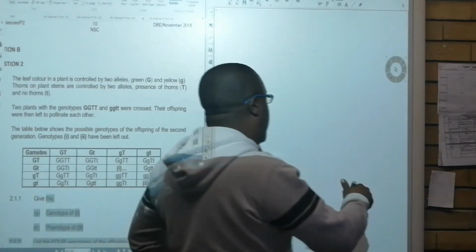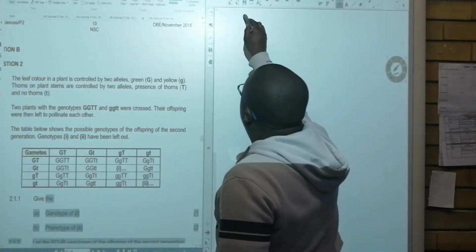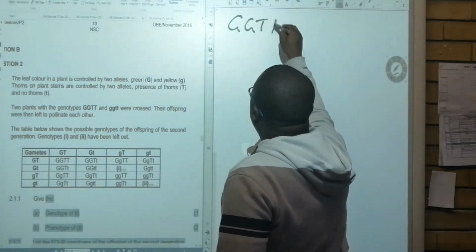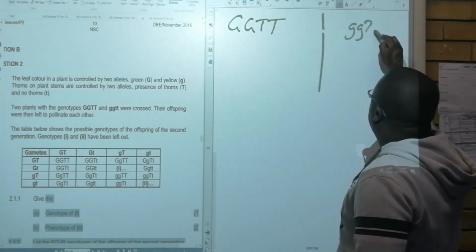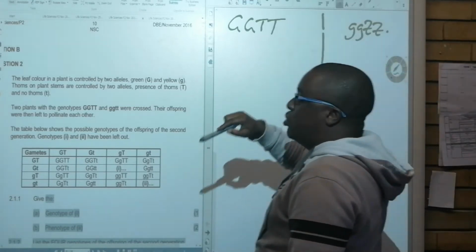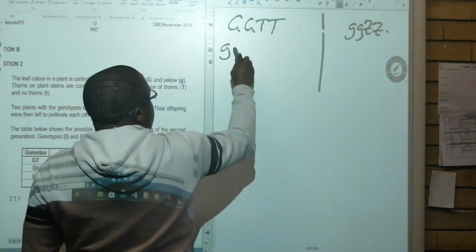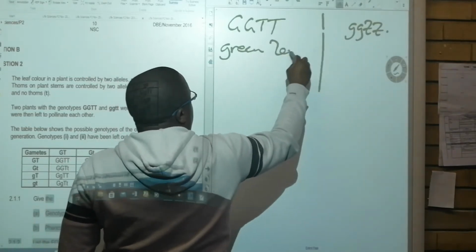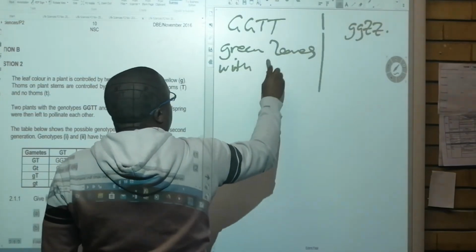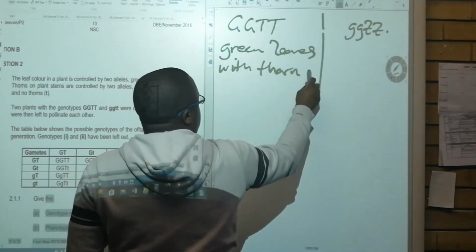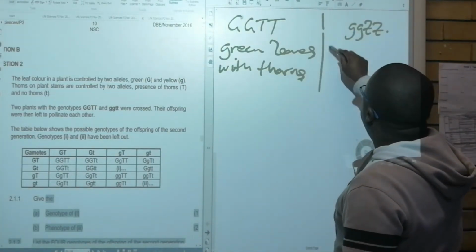I hope that makes sense. So the original parents, what did they have? One parent was this, and the other parent was that. Is that not so? What is this? This is green leaves with thorns. What is that? This is yellow.